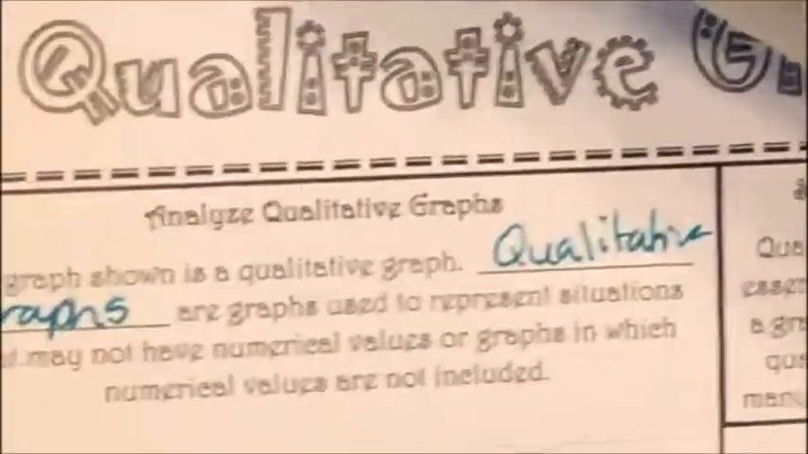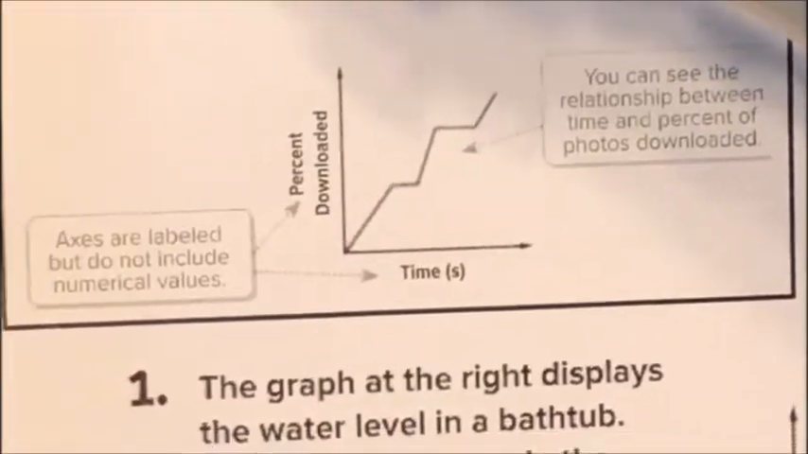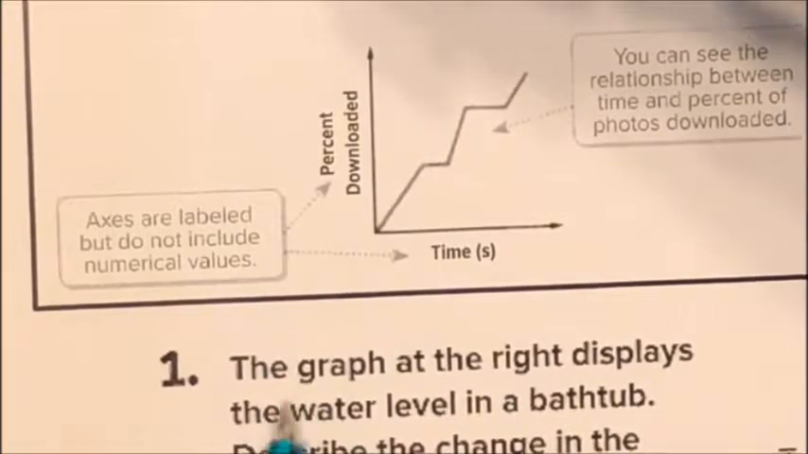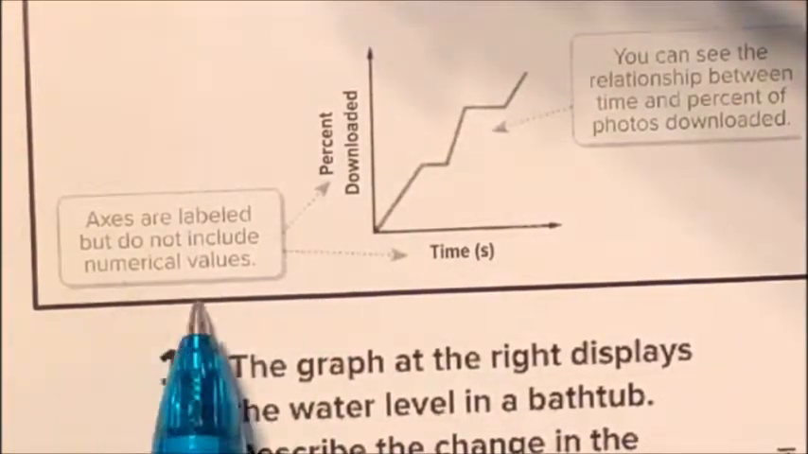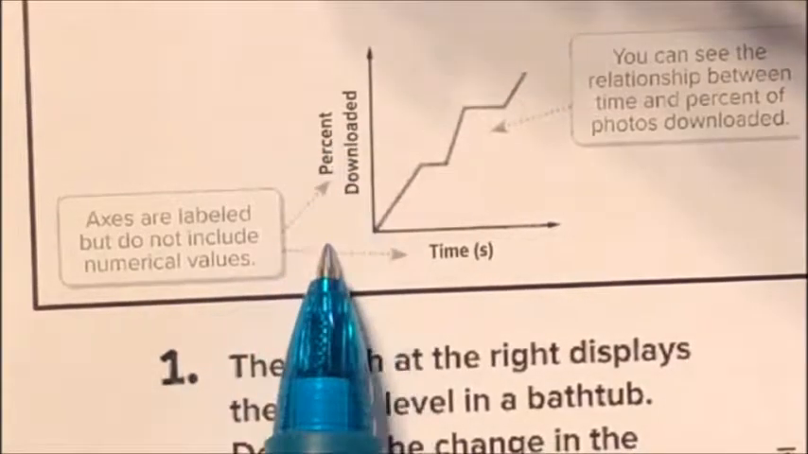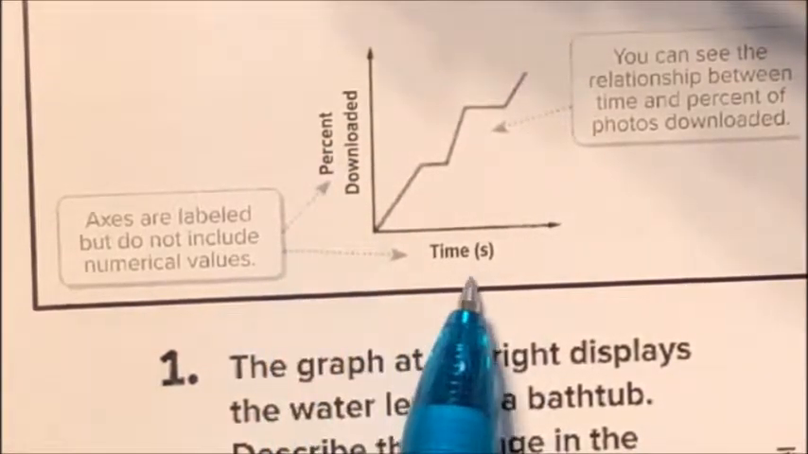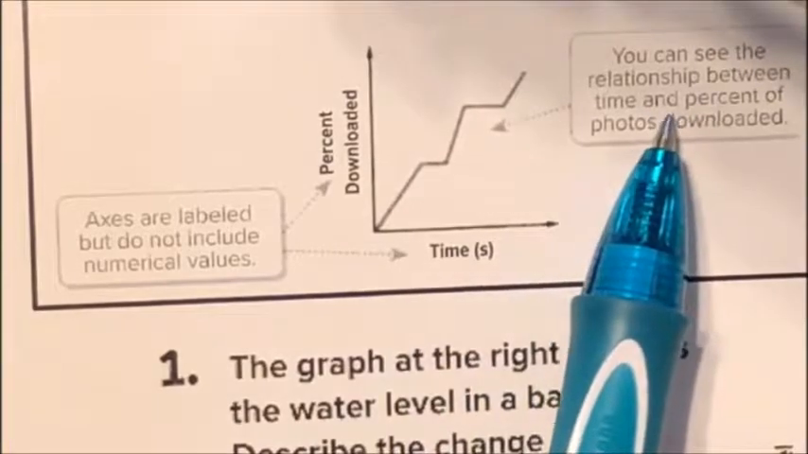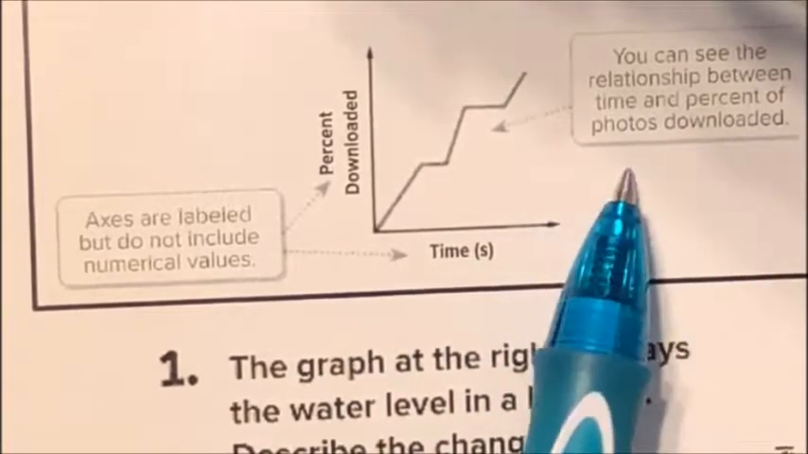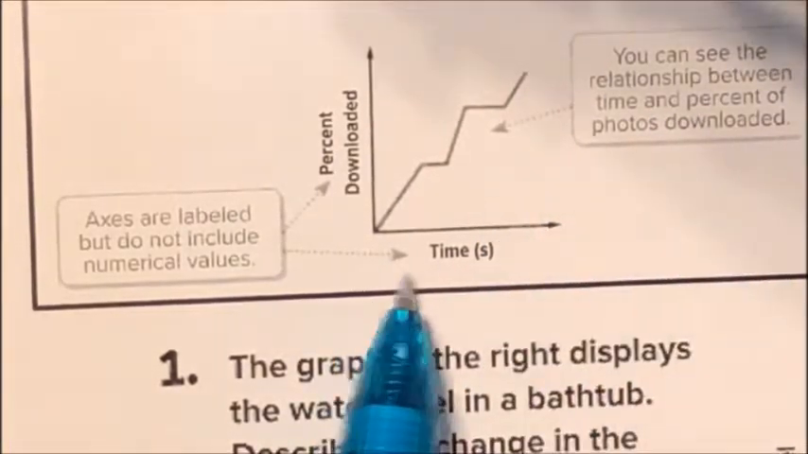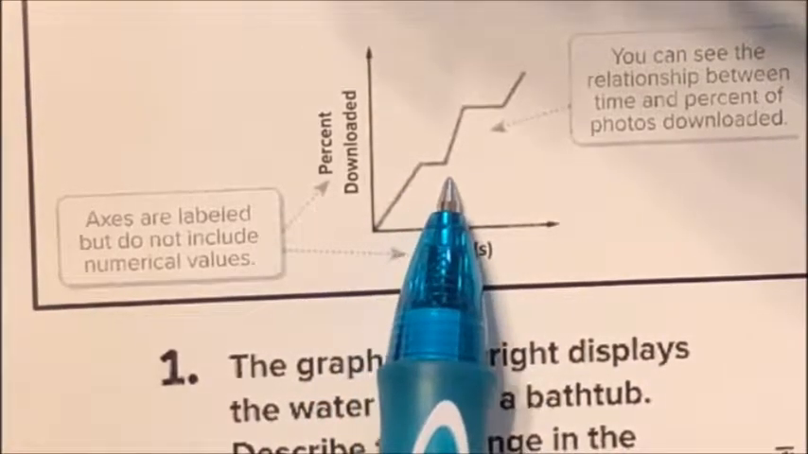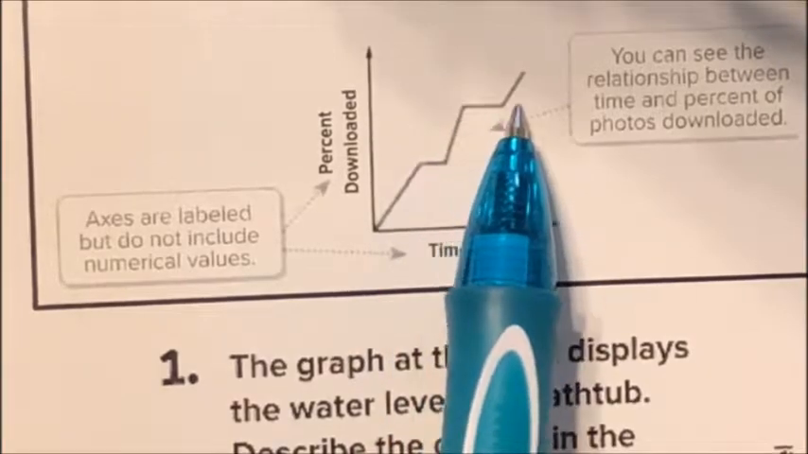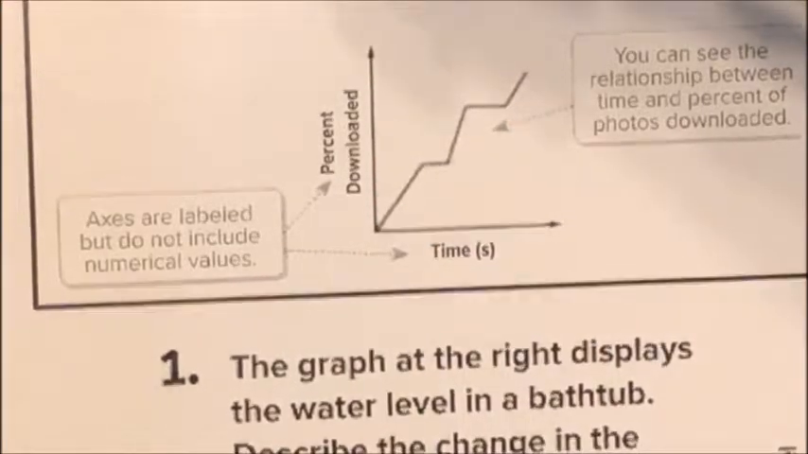So here's an example of a qualitative graph. The axes are labeled but do not include numerical values. You can see that I have no numbers here. You can see the relationship between time and percent photos downloaded. So over time, the percent photos go up. There's a little bit of lull, and then they go up again, and then there's a little bit of lull, and then they go up again.